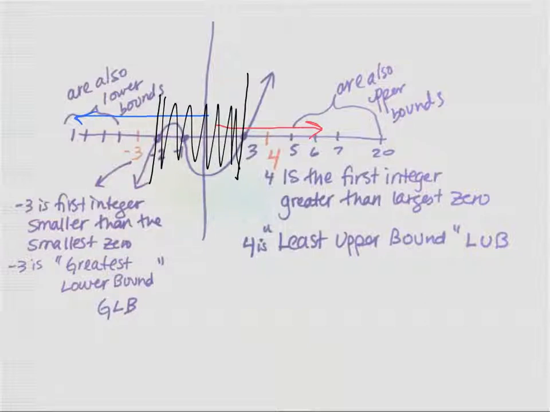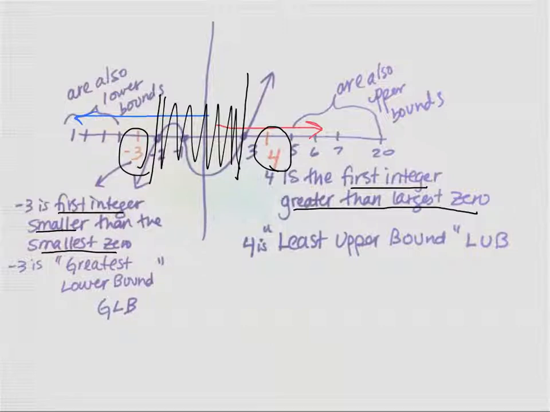Okay? Now, if I was telling somebody the first number that was too big or the first number that was too small, this would be the first integer that is greater than the largest zero, or the first integer that is smaller than the smallest zero. And these are special because they basically tell me the first street after I have gone too far, or in this case, the first number that is too big to try for synthetic division.